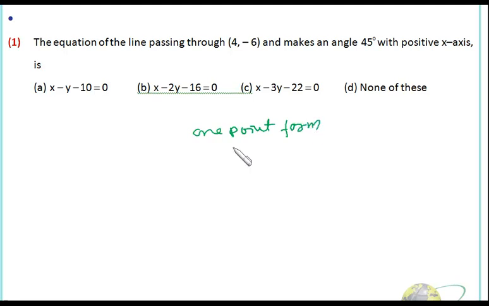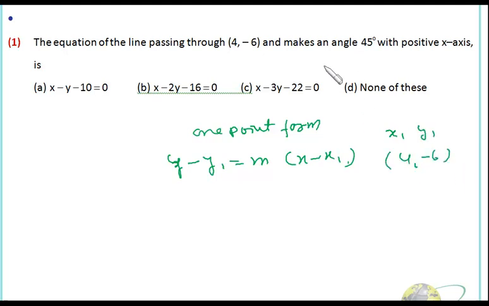In one point form, what is the equation? y minus y1 is equal to m(x minus x1), right? So we must know the slope of the line and one point. Here one point is given as (4, minus 6), so x1, y1 is (4, minus 6), and the slope of the line is tan 45 degrees. m is equal to tan 45, that is 1, right? So directly you can put the value in this form.